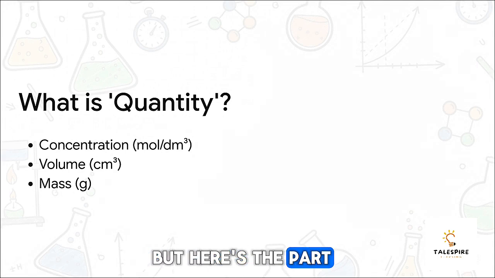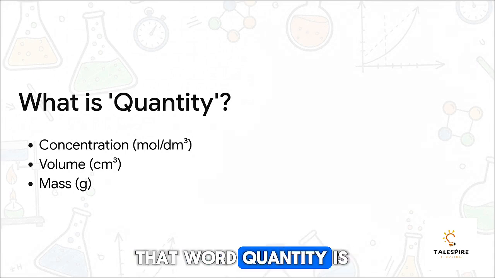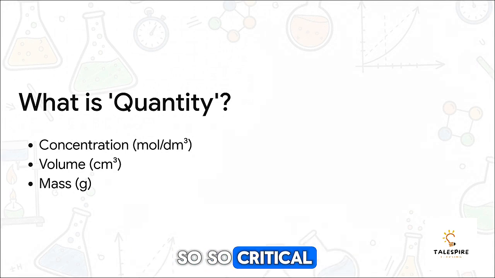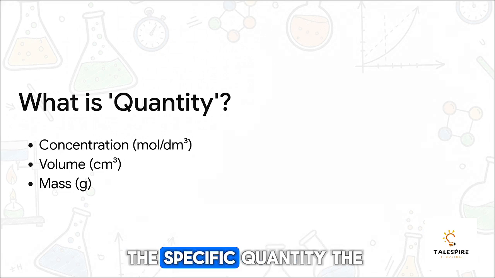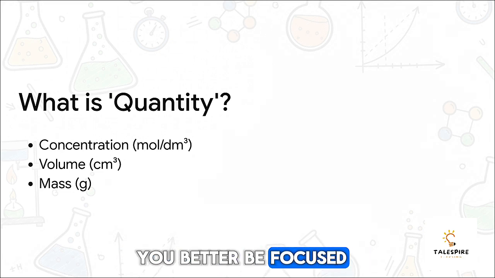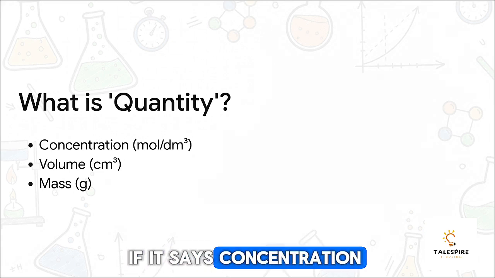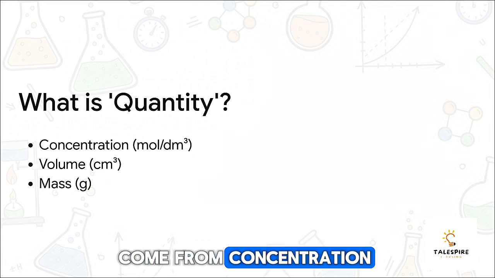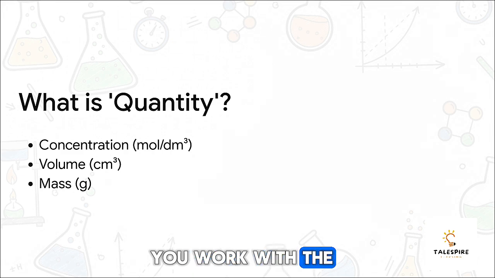But here's the part that trips everyone up. That word quantity is so critical. You have to use the specific quantity the question is talking about. So if it mentions gas volume, you better be focused on that volume column. If it says concentration, your data needs to come from concentration. And if it's about mass lost, you work with the mass figures. You can never, ever mix them up.